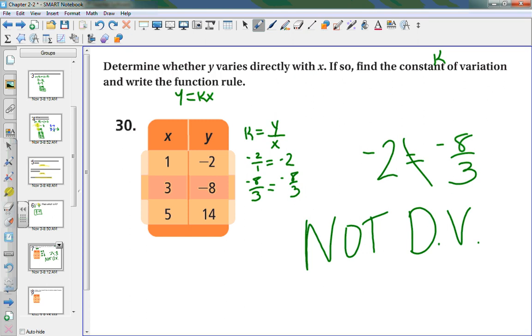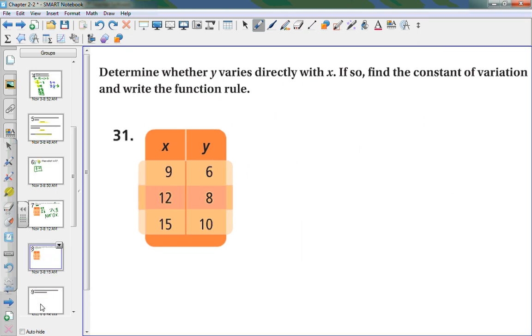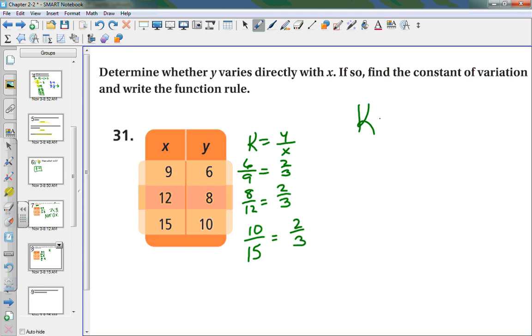Same exact concept on the bottom, but we have new ordered pairs. So I need to find k, which is going to be y over x. So that's going to be 6 over 9. What does 6 over 9 reduce down to? 2/3. Now what's 8 over 12? They're both divisible by 4. 8 divided by 4 is 2. 12 divided by 4 is 3. Good. Go to the last one. What's 10 divided by 15? They're both divisible by 5. 10 divided by 5 is 2. 15 divided by 5 is 3. Do I have the same k value for each ordered pair? Yes, which means k is 2/3.